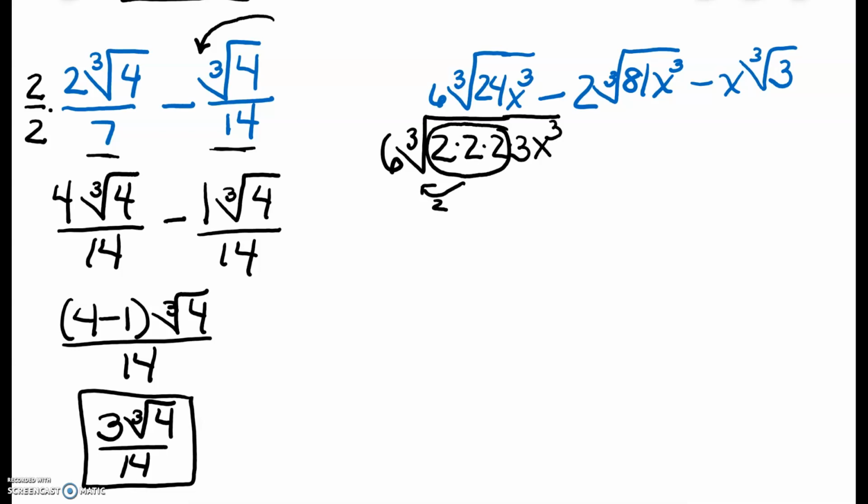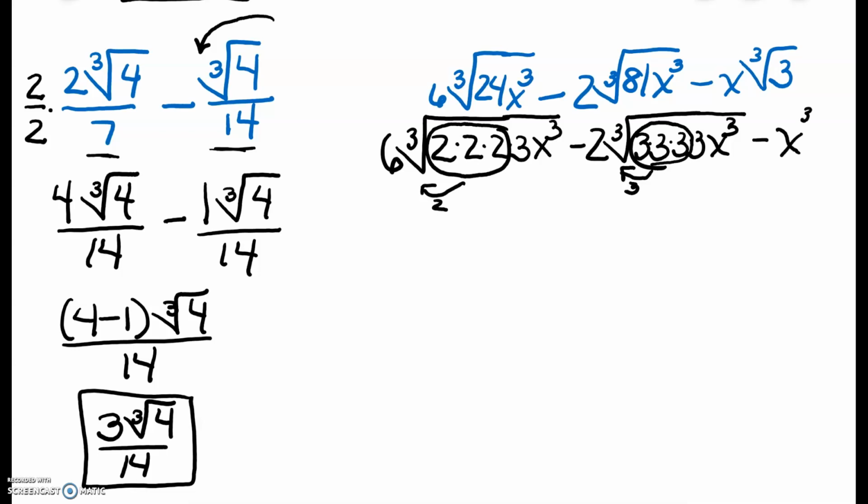All right, so how does 81 break down? Well, I know 81 is 9 times 9, and both 9's are 3 times 3. So I have one group of 3 3's that's coming out. And then I have my last, which is already reduced. 3 is already prime, and it does not reduce any further. All right, so now I just need to simplify these. I have 6 times 2, which is 12.